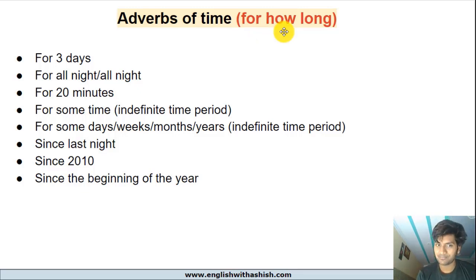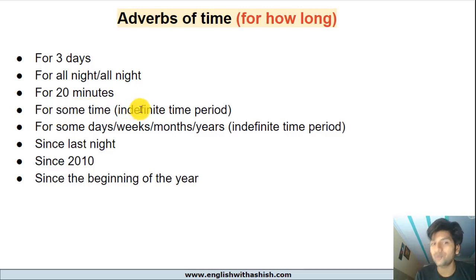The next is adverbs of time, and these adverbs modify a verb in terms of how long the action takes place, right? And they either start with for or since. For followed by a time period word, for 3 days, for 4 days, for 2 hours, for 20 days, for 20 years, right? For all night, or simply all night or all day, for 20 minutes, for some time, indefinite time period. So for plus a time word shows a time period for which an action takes place, right?